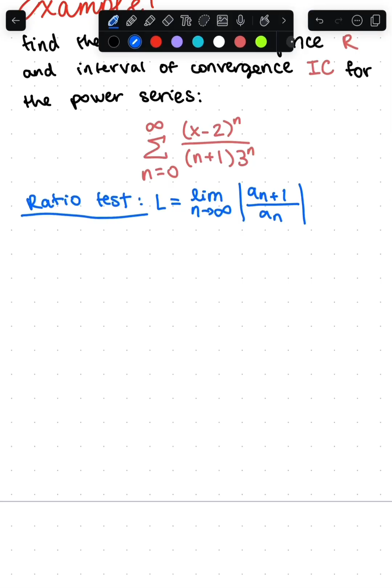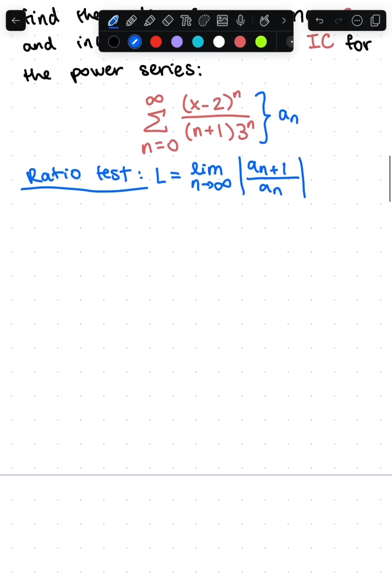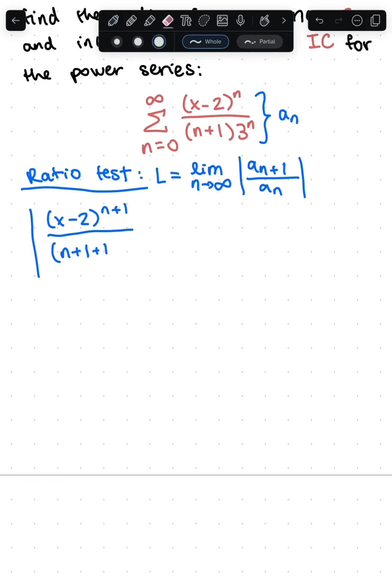So let's look at this power series and you'll find that this is our a sub n. Now we are going to write it in terms of a sub n plus 1. So we are taking x minus 2 to the n plus 1 power all over n plus 1, which we can write as just n plus 2, times 3 to the n plus 1 power.